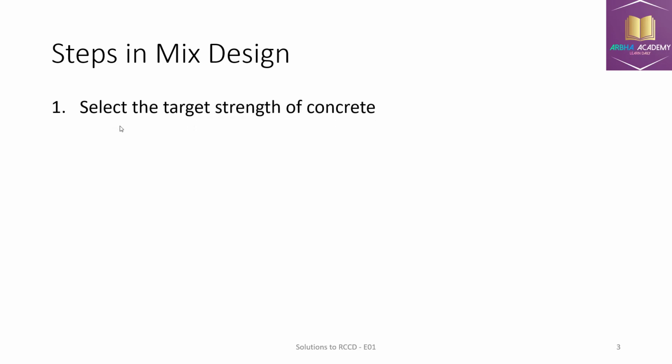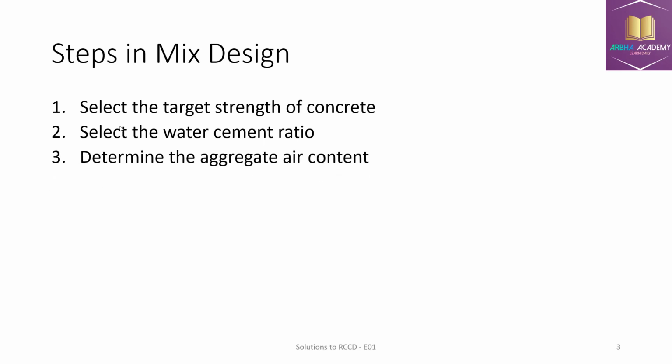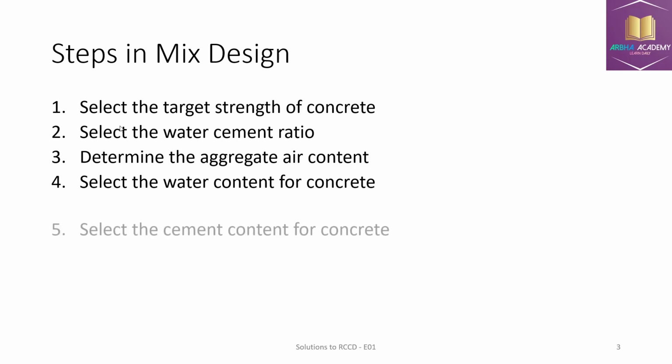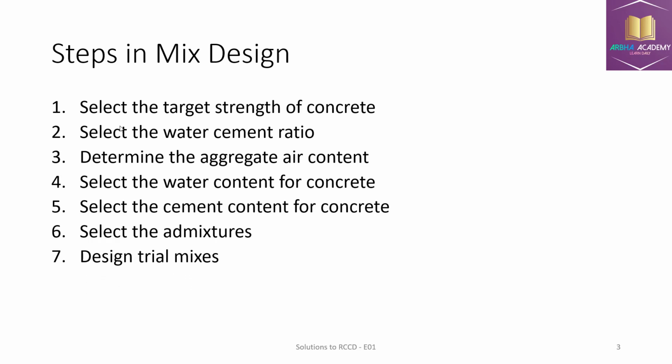The first step is to select the target strength required for the concrete. Next, we need to select the appropriate water cement ratio. Followed by that, we need to find the aggregate air content. After that, the water content for the concrete, followed by the cement content for the concrete. And after that, we need to know how much aggregate we are going to use, what type of aggregate, and the condition of the aggregates to be used. So everything is to be considered. And then design trial mixes.